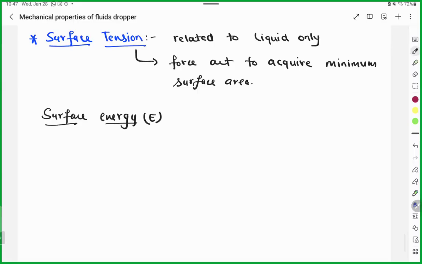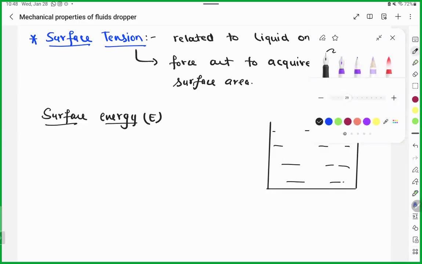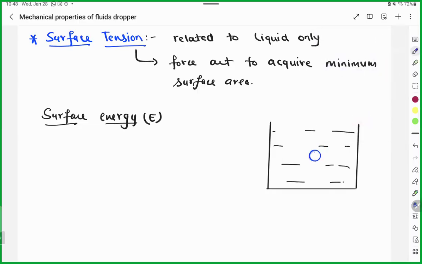Correct? So if you take a container, like this is the container, and you have billions of molecules in this, take any one molecule of water. In this case, you know it is attracted from all sides, so the net force will be 0. Makes sense? It is attracted from all these sides, so net is 0, because it is related to the attraction.